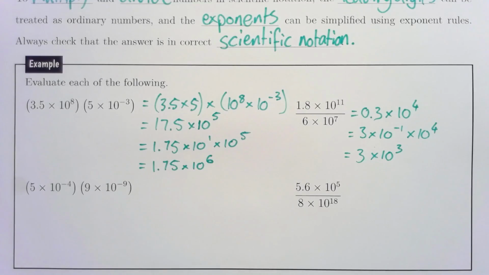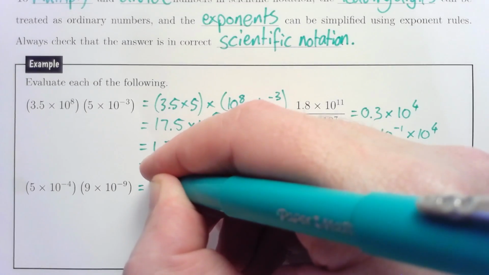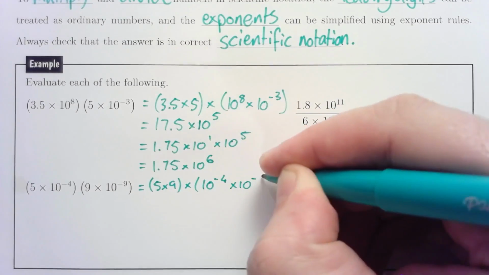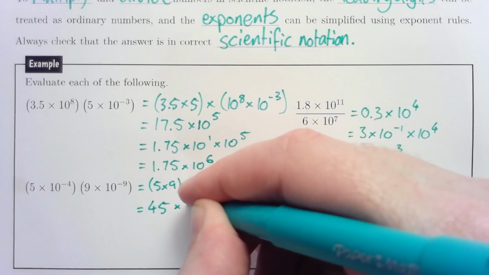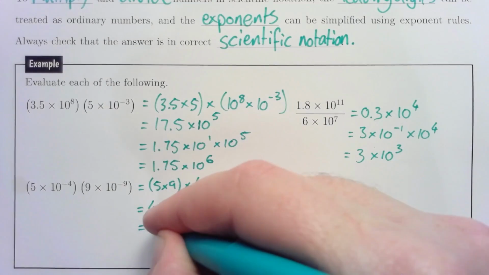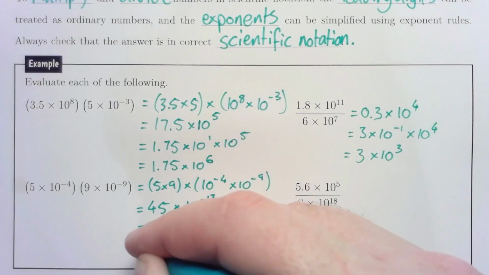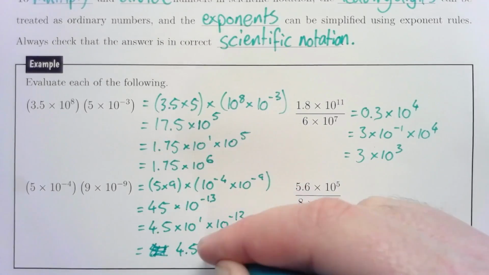5 times 10 to the power of negative 4 times 9 times 10 to the power of negative 9. Again, we can multiply our leading digits and our exponents separately. 9 times 5 is 45, and 10 to the power of negative 4 times 10 to the power of negative 9 is 10 to the power of negative 13. 45 can be written as 4.5 times 10 to the power of 1, which means our final answer is 4.5 times 10 to the power of negative 12.